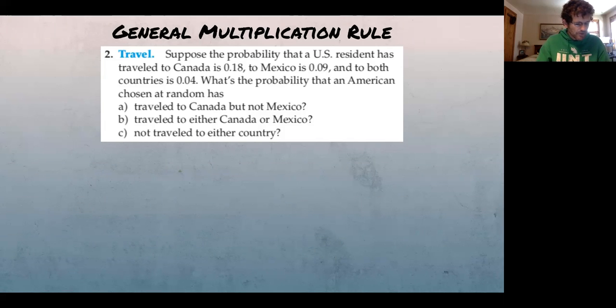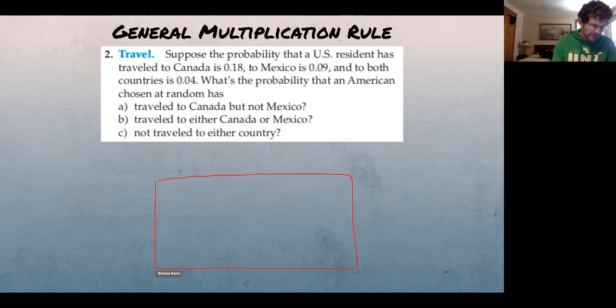So suppose the probability that a US resident has traveled to Canada is 0.18, to Mexico is 0.09, and to both is 0.04. What's the probability that an American chosen at random has traveled to Canada, but not Mexico? And you can see there are other possibilities. For a problem like this, the best thing to do is to set up a two-way table. This is something you want to get very familiar with doing.